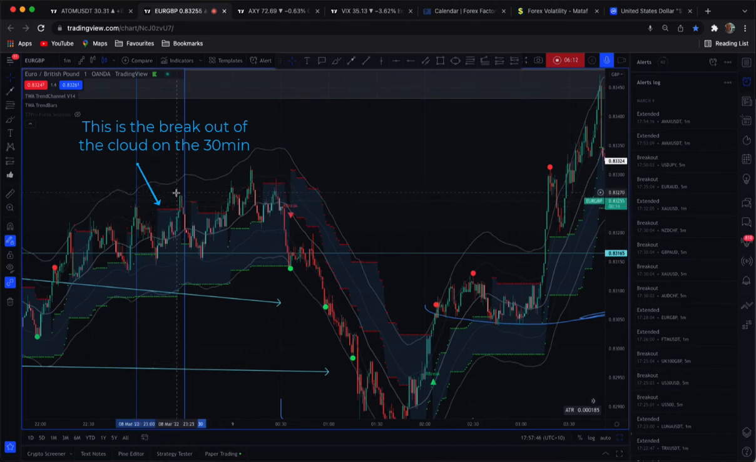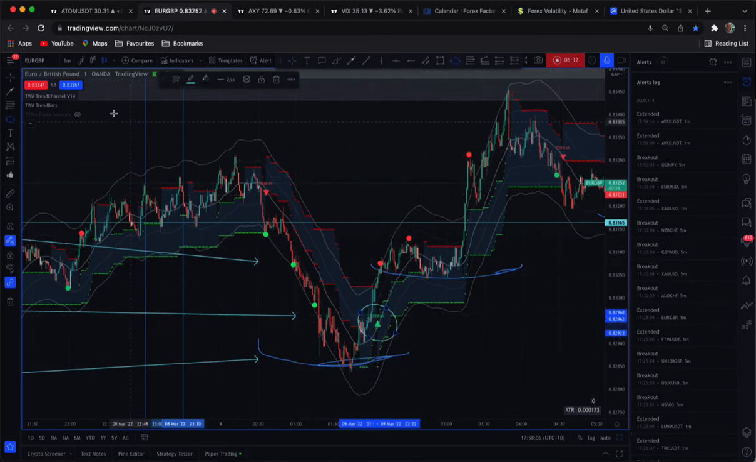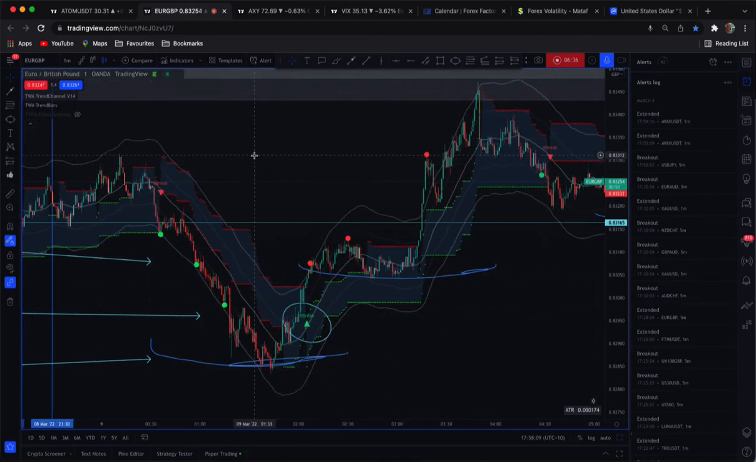After here, I'm looking for buy opportunities. I've got the alerts log, and you can see all of these alerts firing. We've got so many alerts going off. As soon as I see this, I'm ready to go, and it takes all the guesswork out.